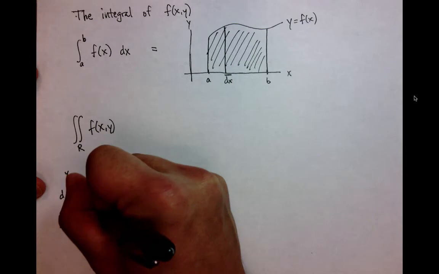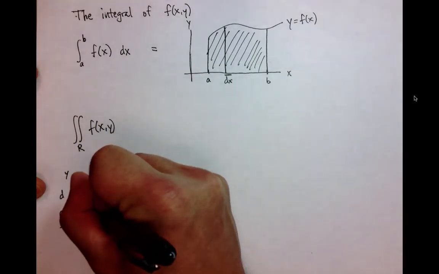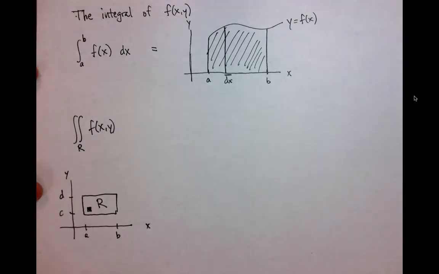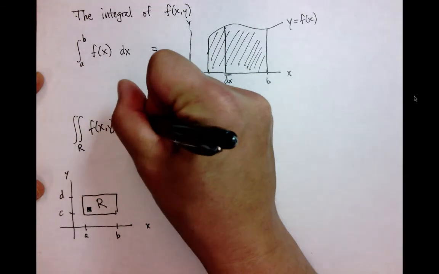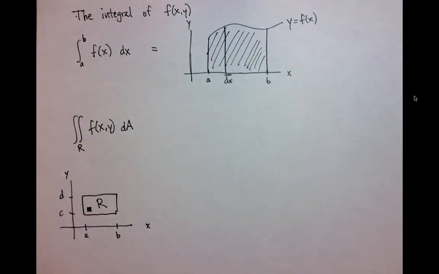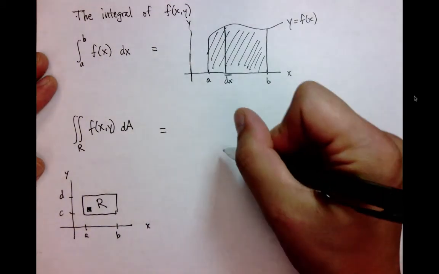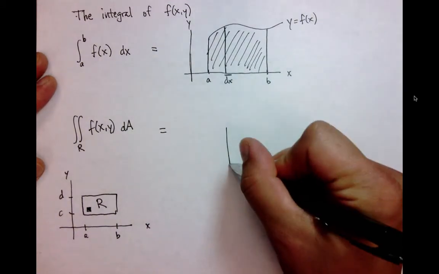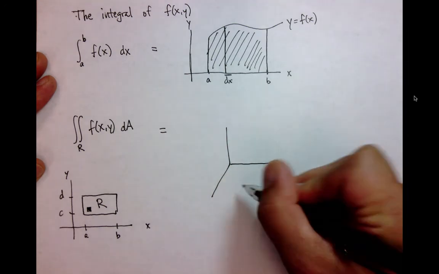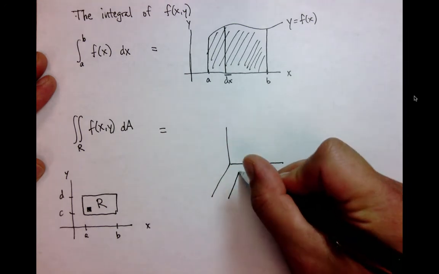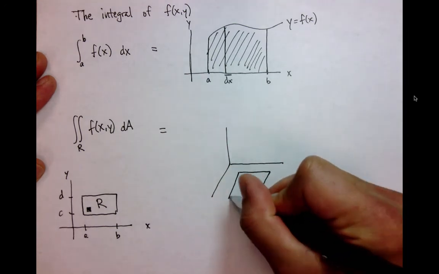If we have a little patch of that rectangle now, okay, it's a patch of area, so we'll call it dA to mean a little bit of area. And if we were to take the height times the dA, add it up over the whole rectangle, okay, what do we get?